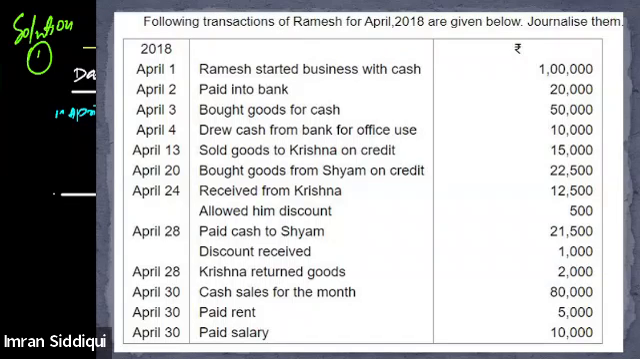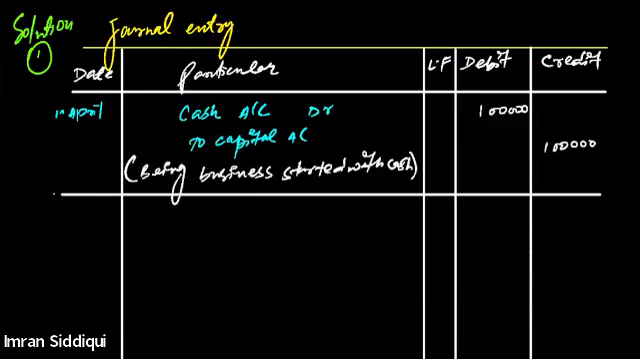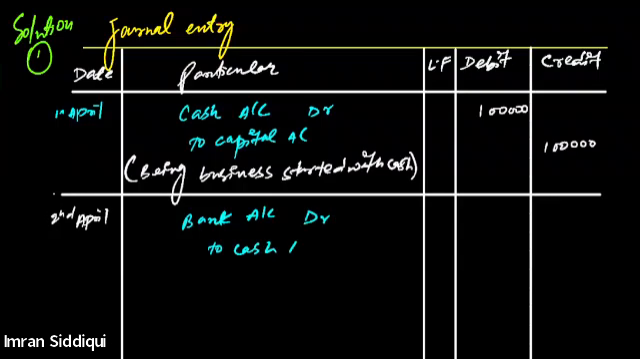Moving on to the next transaction, paid into bank. So when cash is paid into the bank, it will be bank account debited to cash account. That's right. Bank account will be debited to cash account. And the amount was 20,000.